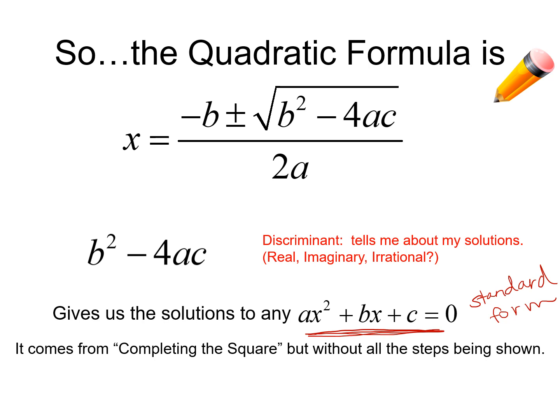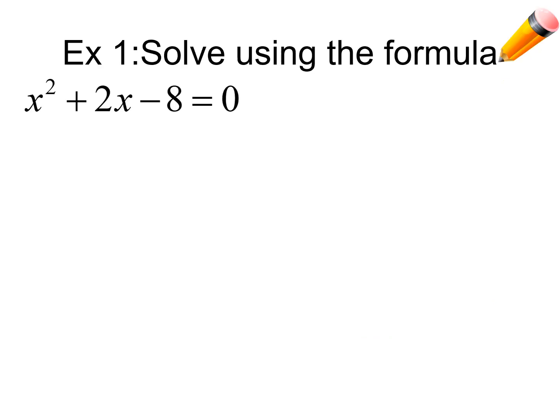This formula comes from the completing the square process that we do in class, when there's a bunch of different steps and we have to figure out how to solve all of those. Except we're not having to show all those steps. It's smaller. There's just a couple of steps we have to show. So let's see how this looks when we use it on an example.